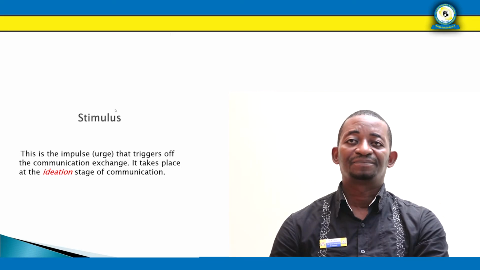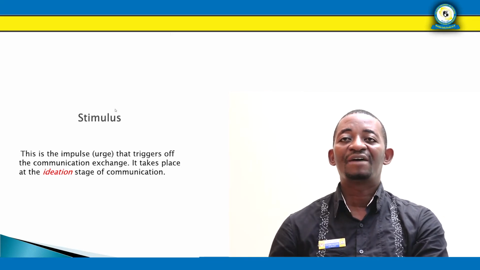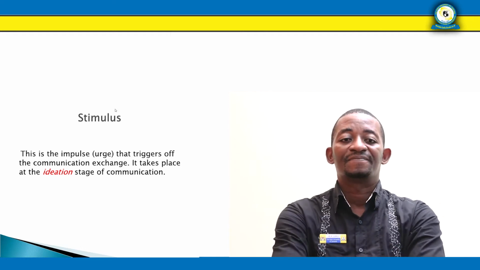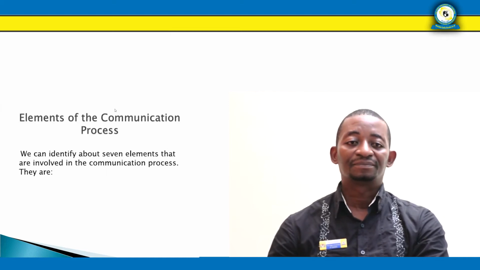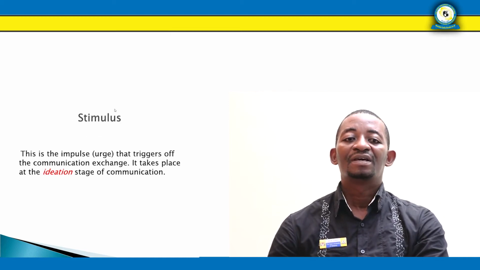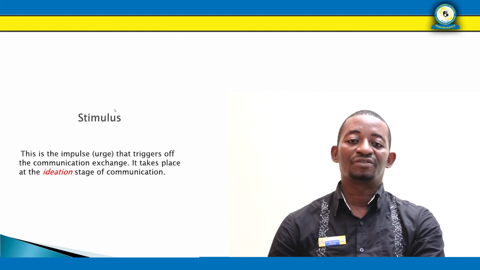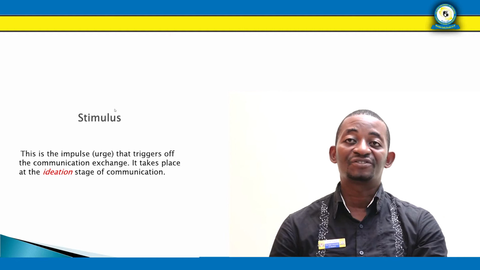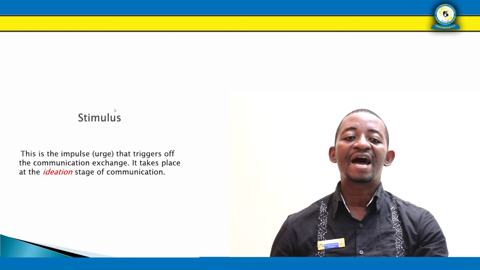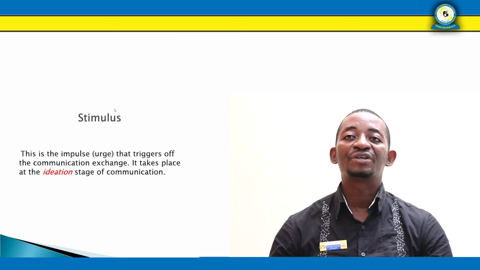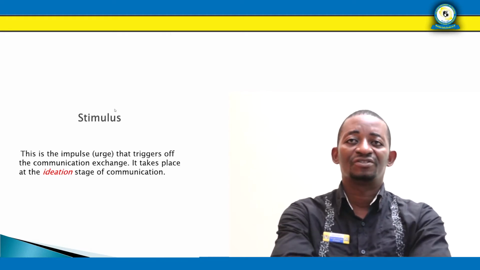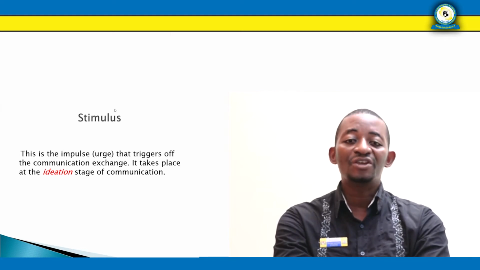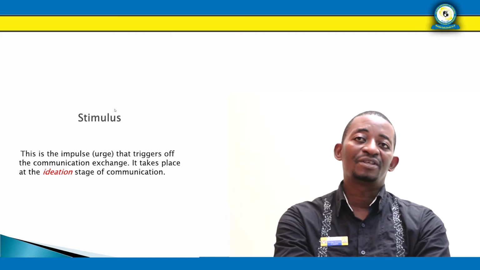These are stimulus, and we have to define what stimulus is. We are saying stimulus as one of the elements of the communication process. This is the impulse or the urge that triggers off the communication exchange. It takes place at the ideation stage of the communication. Stimulus, which means now the impulse, the urge. If we have the sender of the message, we are saying he or she has the urge to initiate the communication process.